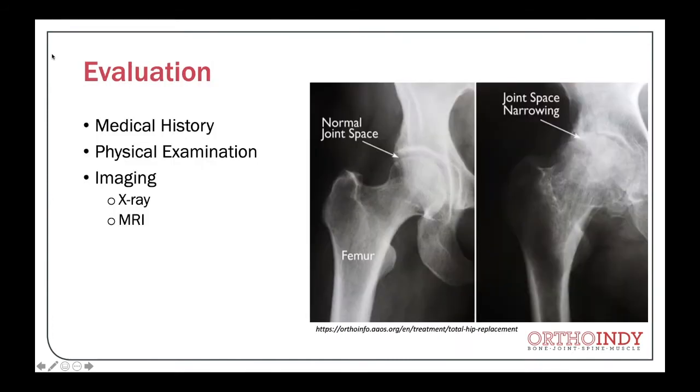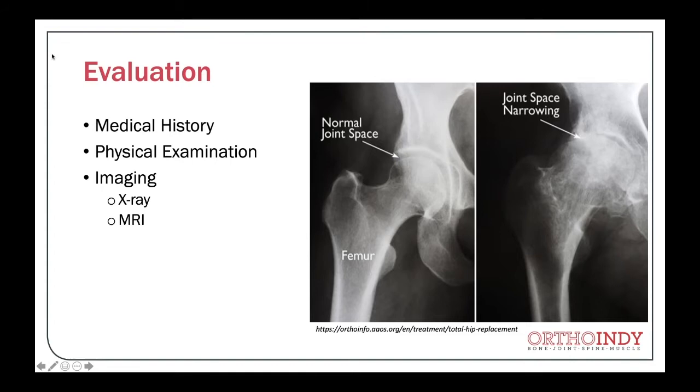In terms of an evaluation, the initial evaluation starts with a thorough review of the medical history, including any risk factors and injury history. The physical examination includes first inspection of the skin, as well as assessment of the hip range of motion and the overall muscle strength, as well as just assessing the patient's gait and if they have any limp associated with their hip.